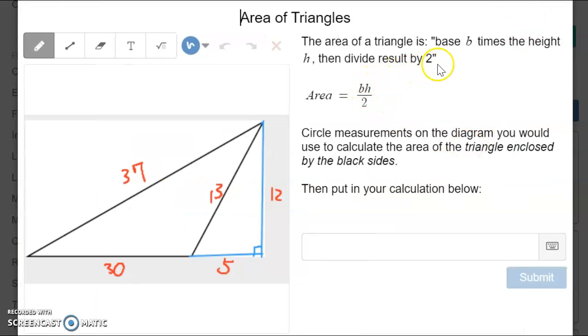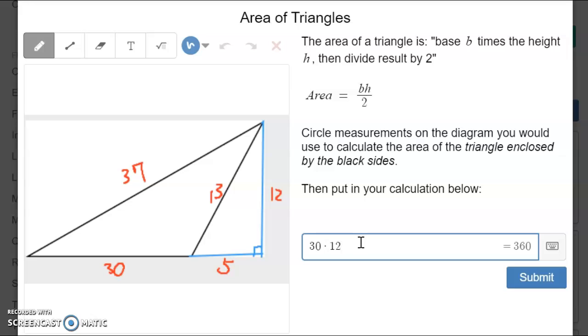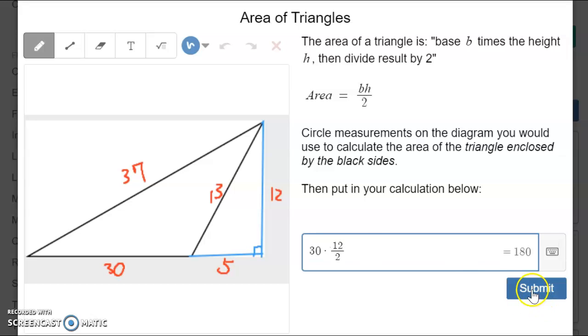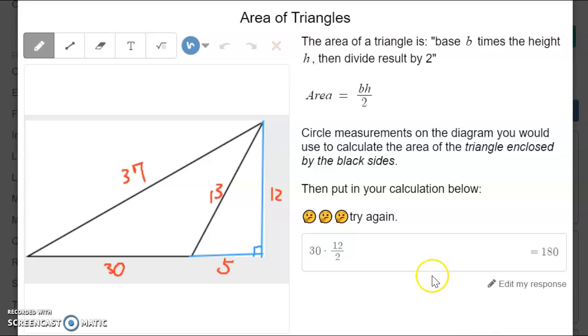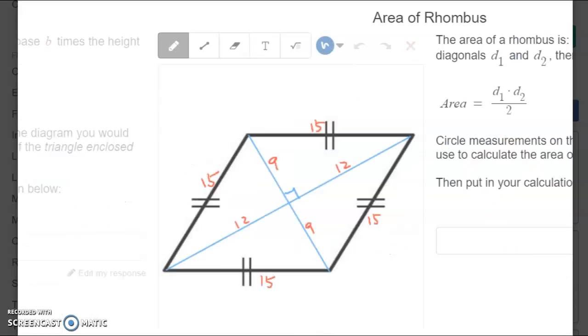Next, the area of a triangle is base times the height. Notice again, whatever the length of the base of the triangle is, the height that you're multiplying, they have to be perpendicular. Notice that this is going to be perpendicular to this. But the base of the triangle is this 30 here. All right, so 30 times 12 divided by 2 is going to be equal to, and again, this is showing as try again, but this is actually correct.